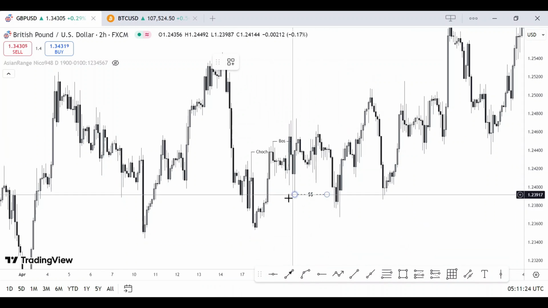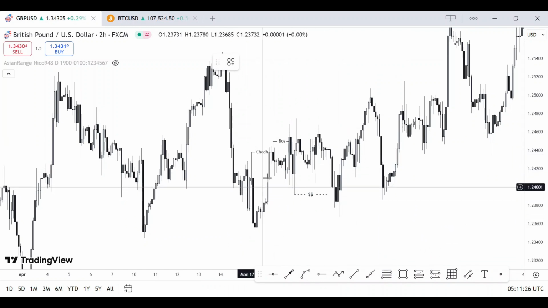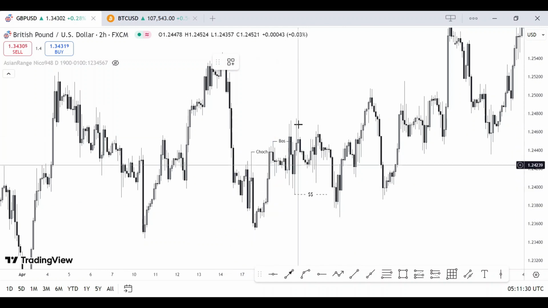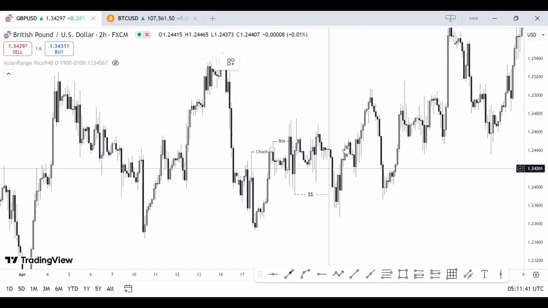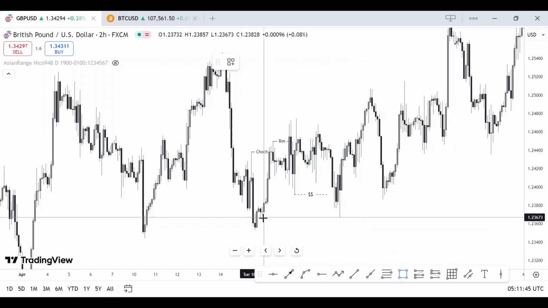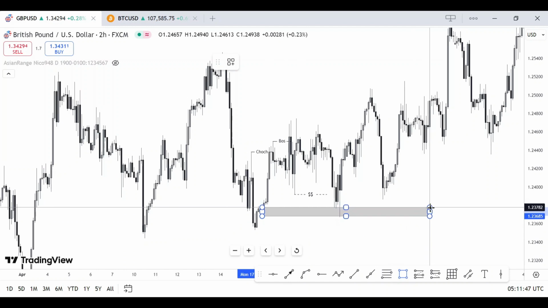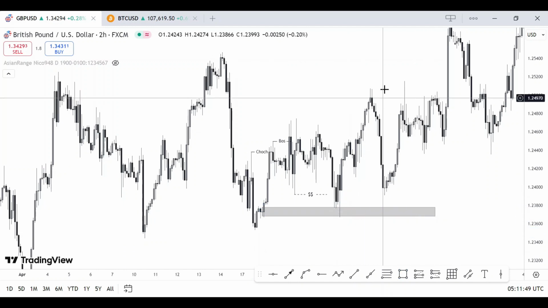You can see price came, swept it out, because a lot of people saw this change of character and this break of structure. They were like, price is going up, so they start buying from this particular zone, thinking price is going to continue to the upside. No, this is smart money making people believe that price is going to continue. What happens? Price came into this demand zone here and then burst to the upside.